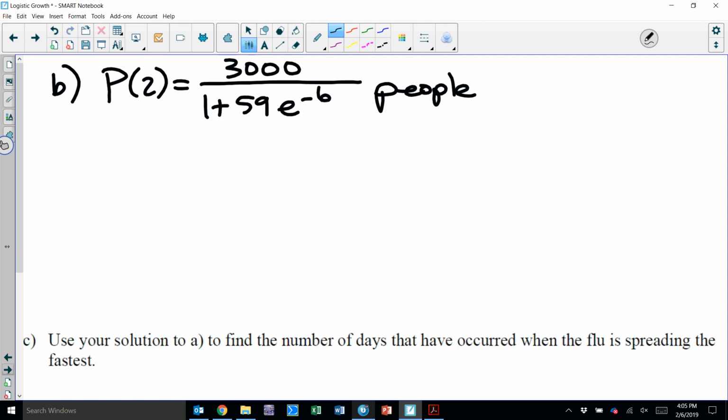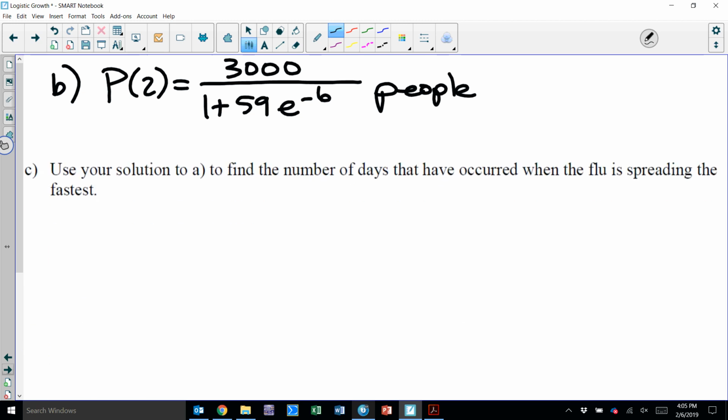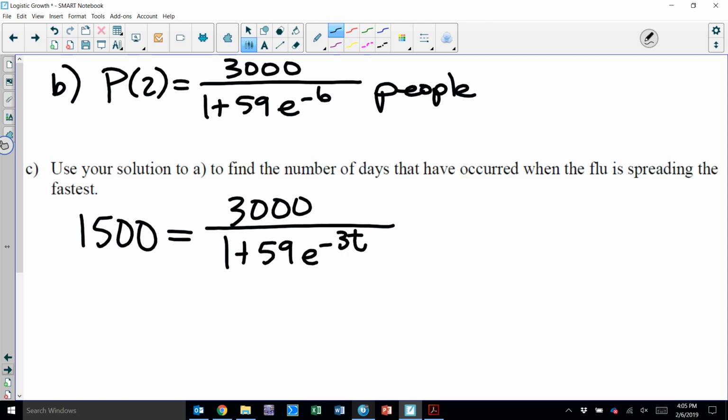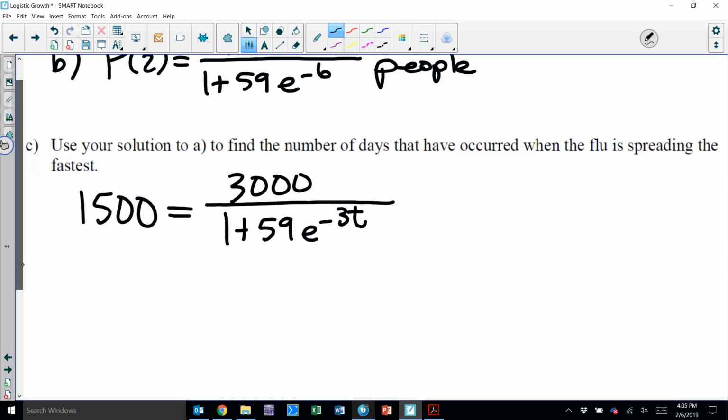And then C says, use your solution to find the number of days that have occurred when the flu is spreading the fastest. Well, remember, it's going to spread the fastest at 1,500 people. So when we have 1,500 equals 3,000 over 1 plus 59 e to the minus 3t, we need to solve that.